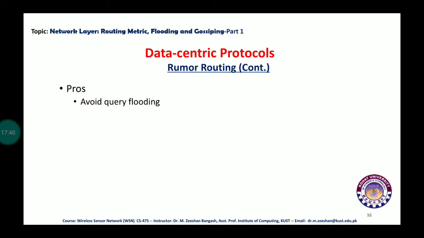This rumor routing has an edge over the data diffusion protocol in that it avoids query flooding. As we see, there is a lot of flooding in the data diffusion protocol that can cause congestion in the network. So in rumor routing, that query flooding can be avoided.